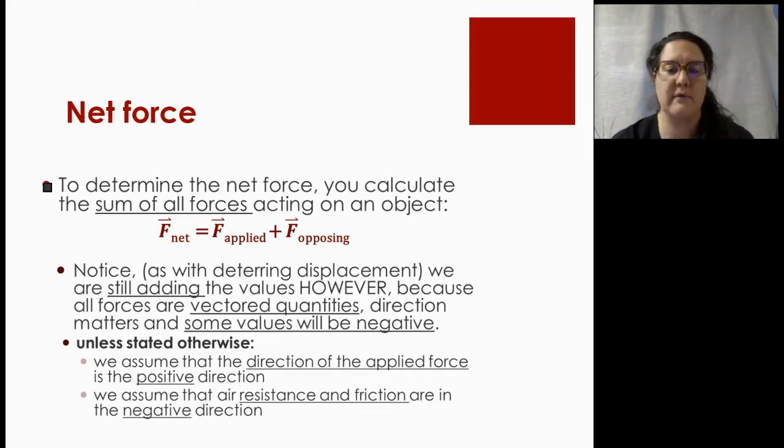Now, to determine the net force acting on an object, we calculate the sum of all the forces acting on an object, both applied and opposing. As with determining displacement, we're still adding those values, but some of them are going to be negative values. So we assume that the direction of the applied force is in a positive direction, and we assume that the resistance and friction are in a negative direction.